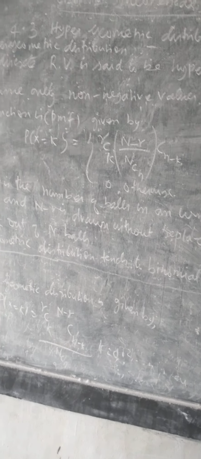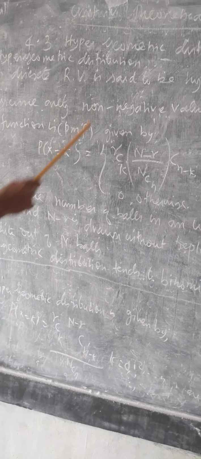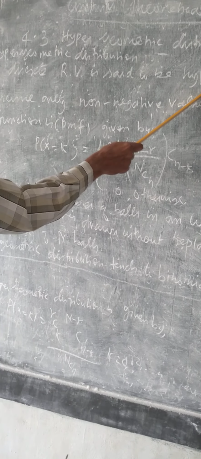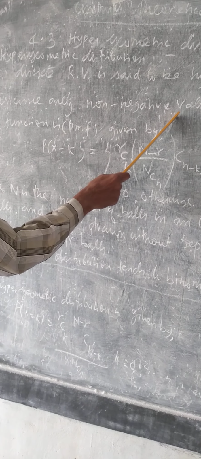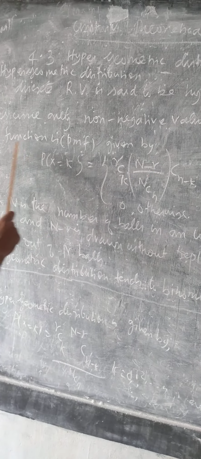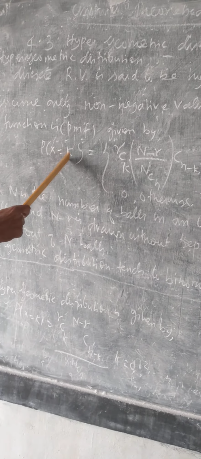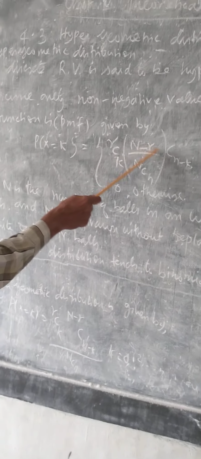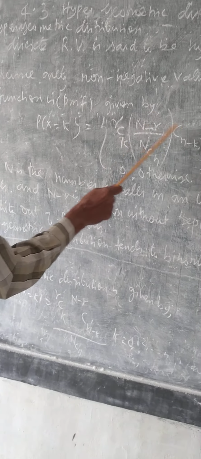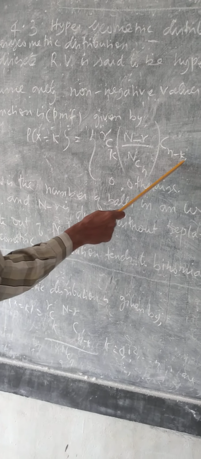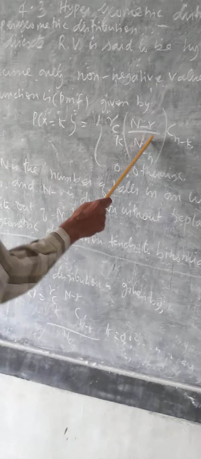First, we define the hypergeometric distribution. A discrete random variable is said to follow the hypergeometric distribution if it assumes only non-negative values, and its probability mass function is given by P(X = k) = rCk times (N-r)C(n-k) divided by NCn. This is the total number of possible outcomes, and this is the favorable. These are discrete values 0, 1, 2. This is the hypergeometric distribution.